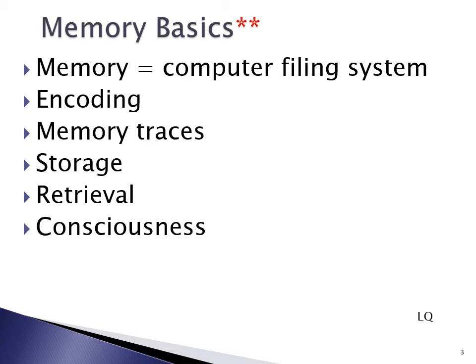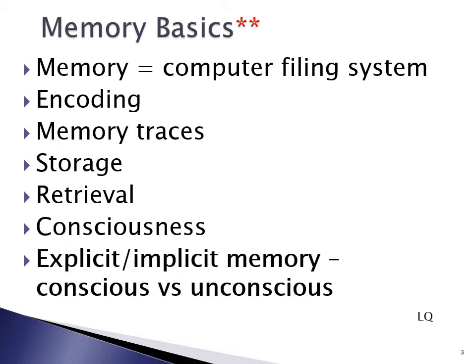Sometimes we're conscious of information we're pulling out, like when we try to remember where we put our car keys, but sometimes we aren't conscious of it, like recognizing a color or shape. These are called explicit memory and implicit memory. Explicit memory is the conscious use of memory, and implicit memory is the unconscious use of memory.